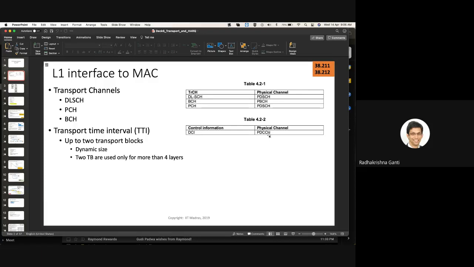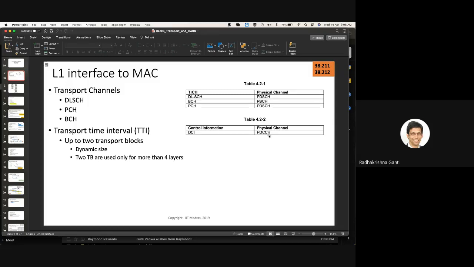The size of the transport block is very dynamic. We're going to look at that, and how it is rate matched and other things. If you have up to 4 layers, only 1 transport block is allowed. If you have more than 4 layers, 2 transport blocks have to be used. That is what the spec says as the interface between the MAC layer and the physical layer. Any question?